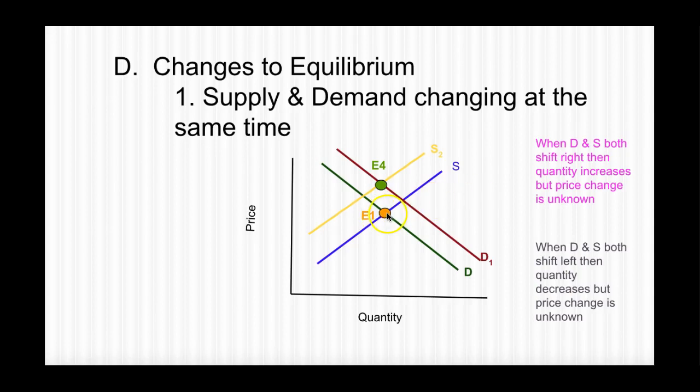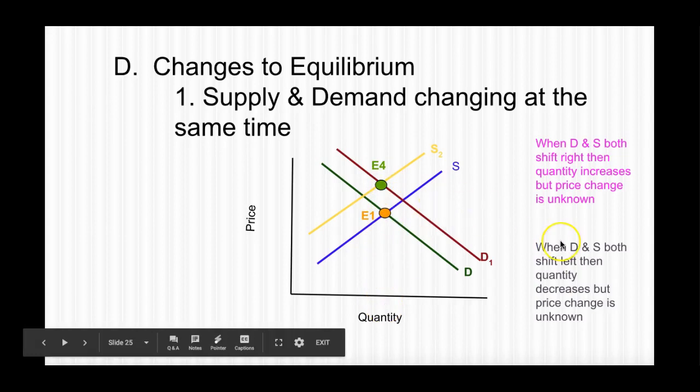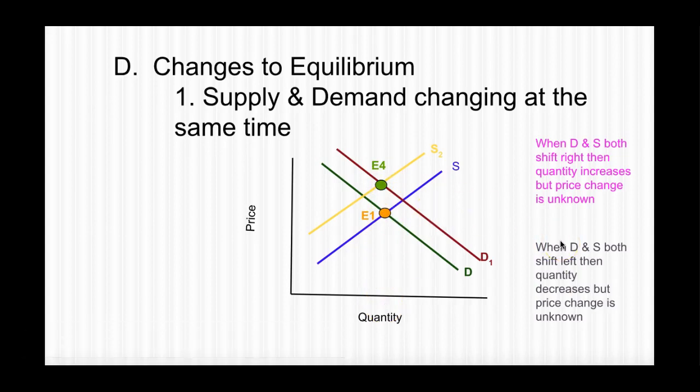Hopefully you can see, going from E1 to E4, our price has definitely increased. But again, you don't really know what happens to the quantity. Why? Because you don't know what's the bigger shift. Is the demand curve shifting more, or the supply curve shifting more? Or is it kind of like the way I drew it, where they're basically even? So when the supply curve shifts to the left and the demand curve shifts to the right, the price is for sure going to increase. But you don't know what happens to the quantity.